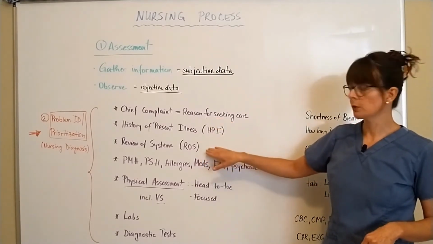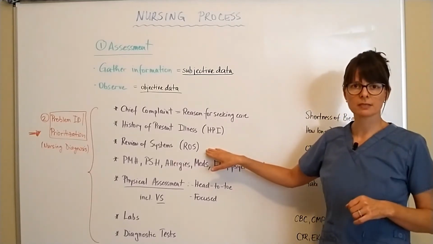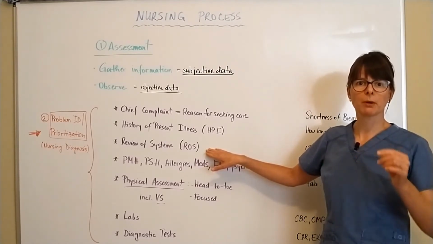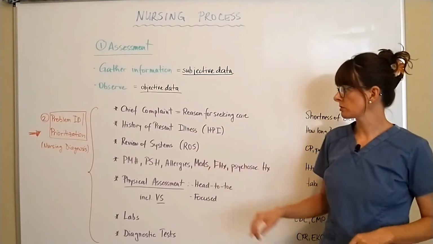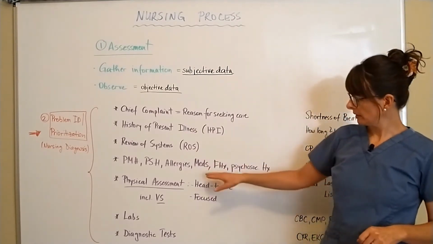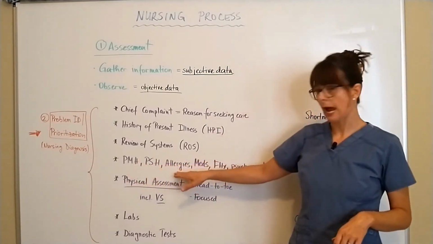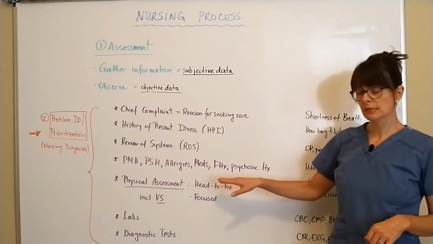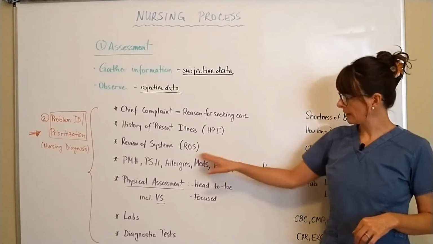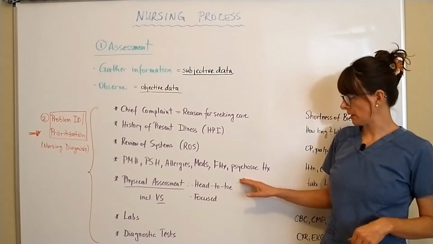Number 3 would be a review of systems, where we systematically approach all the different body systems to determine how other symptoms for other body parts might be related to the patient's reason for seeking care. And then we have to look into the past medical history, past surgical history, allergies, current medications, family history, as well as psychosocial history. Again, all this is objective data that we'll ask the patient about.